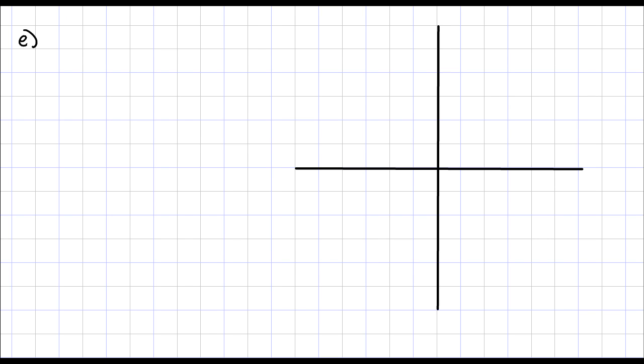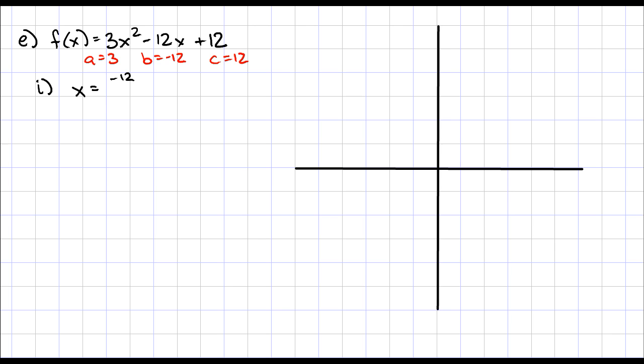There's a similar shortcut that we're going to be able to use on E, but it's not exactly the same. So our function is 3x squared minus 12x plus 12. Part I is to find the vertex. As before, let's write down A is equal to 3, B is minus 12, and C is positive 12. So our vertex is going to be x equals minus b over 2a. So that's minus negative 12 over 6.